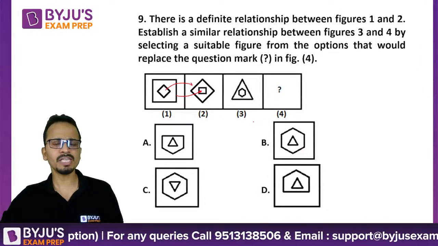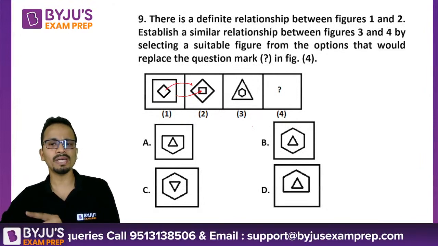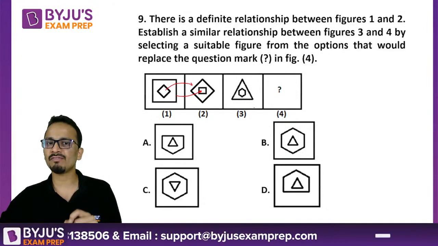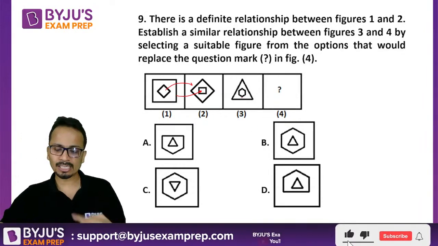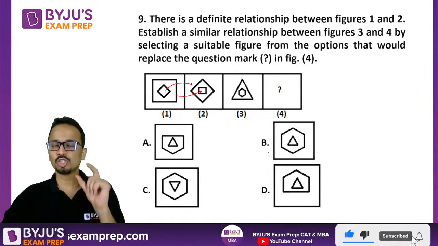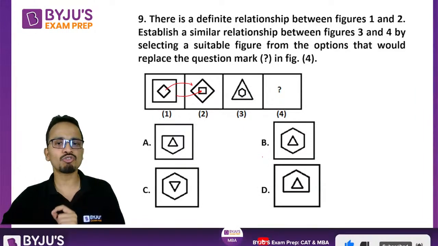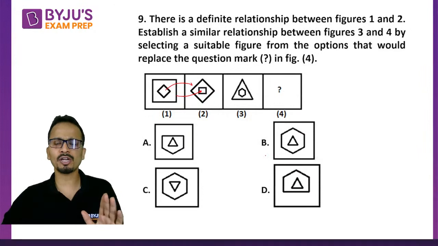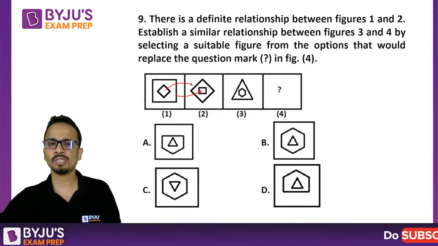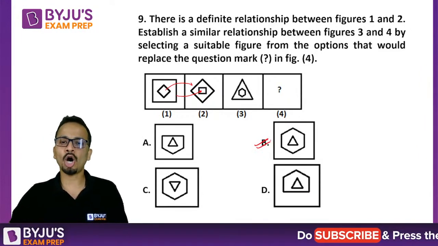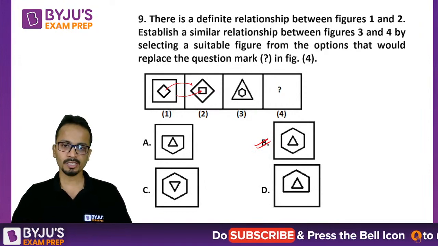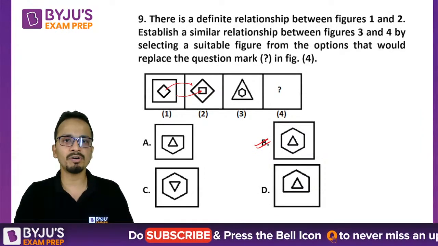In figure number 3, I have a triangle outside which will go inside, and a hexagon inside that should come outside. So hexagon outside and triangle inside, with no further rotation of these figures. So the correct answer will be option B. Yes, all of you have given a perfect answer.